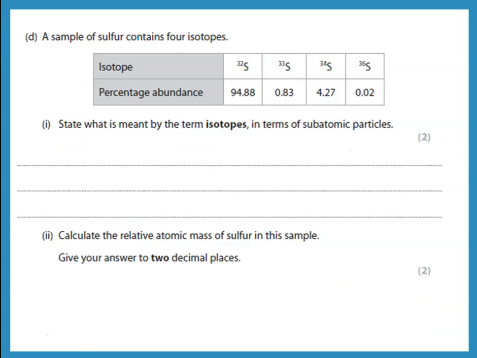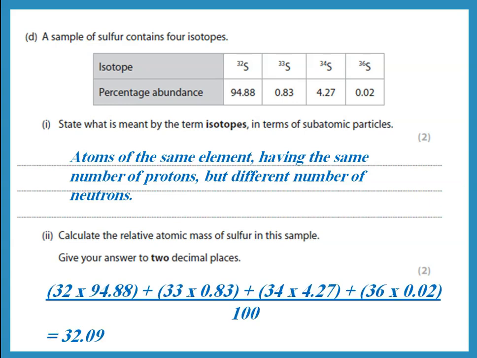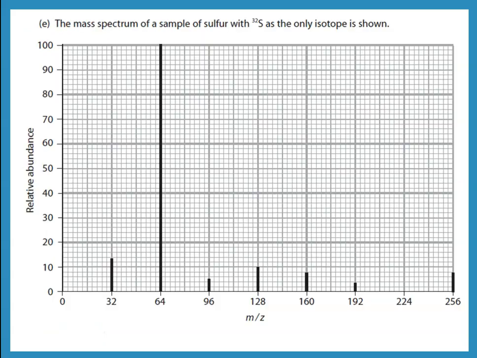The next question is saying what is meant by isotopes. Please remember the definition of isotopes: atoms of the same element having the same number of protons but different number of neutrons. Calculate the relative atomic mass from that table. Remember to calculate the relative atomic mass from the different isotopes. We take the mass number of the isotope times its abundance plus the mass number of the other isotope times its abundance, and so on, over 100. That here gives me 32.09, and then I check what is he asking me to do. He says give your answer to 2 decimal places, so that means that that is my answer.